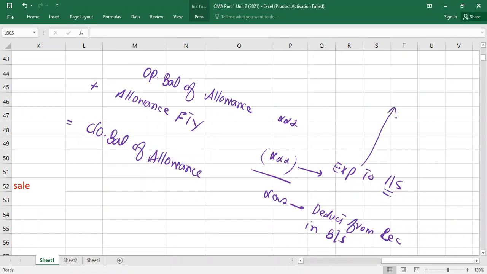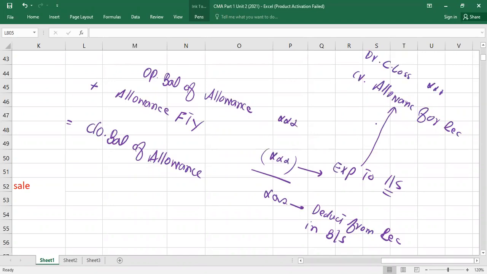So let me tell you the entry for the expense which will be taken to the income statement. The double entry would be what? You have to debit bad debts expense, which is also called credit loss expense, irrecoverable debt expense, or uncollectible expense. You will debit this account and you will credit what? Allowance for receivables, or for bad debts, or for uncollectible accounts. You will credit to them. Okay.